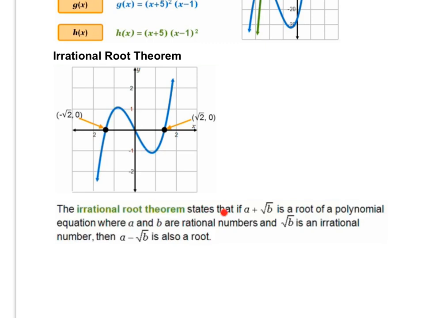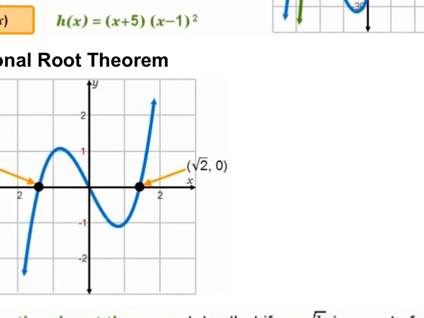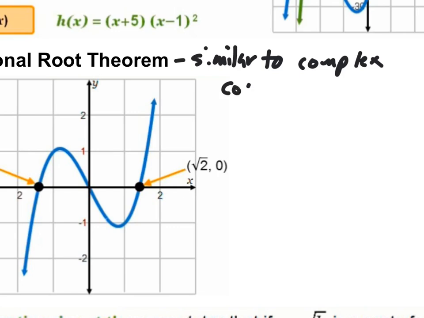That if a number, a plus the square root of b, is a root of a polynomial equation, where a and b are rational numbers and the square root of b is an irrational number, then we know that a minus the square root of b is also a root, okay? So this is similar to the complex conjugate theorem from the last section.